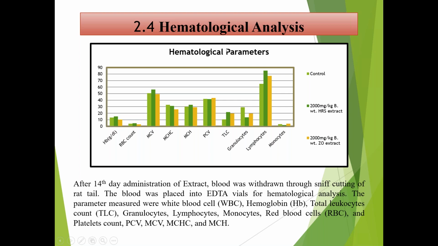In this toxicity study, we also assessed hematological parameters like hemoglobin content, RBC count, mean corpuscular volume, MCHC, MCH, TLC, granulocytes, lymphocytes, and monocytes. When comparing with the control, the data we achieved were very normal. In the HRS group, the lymphocyte count also increased, due to some antigen-antibody reactions.